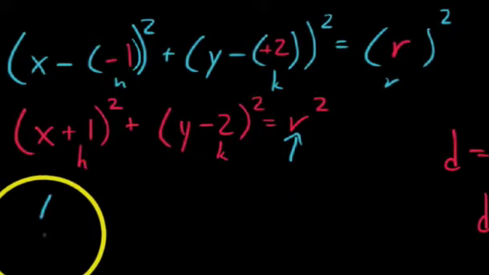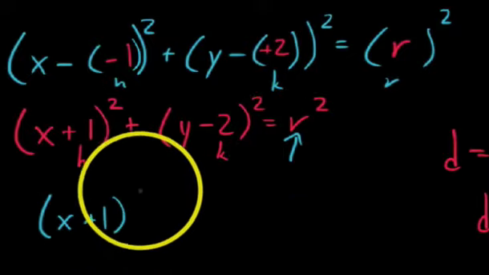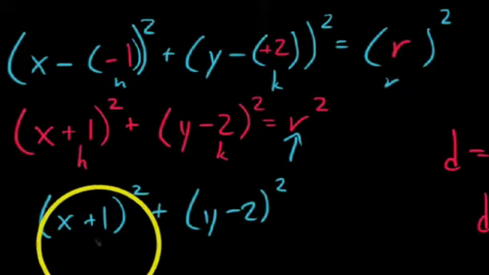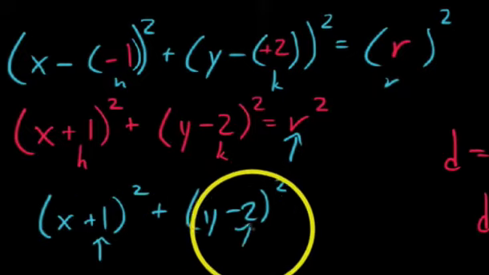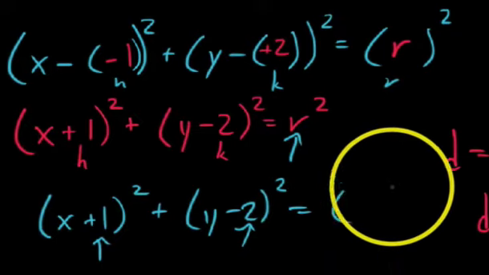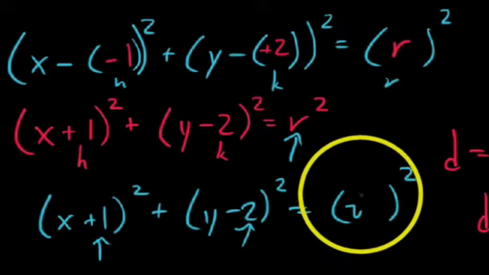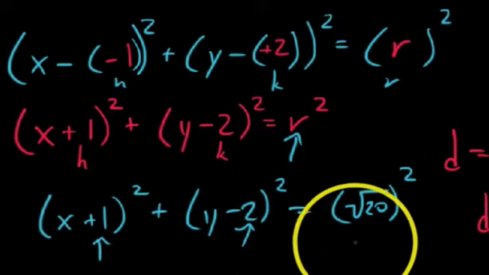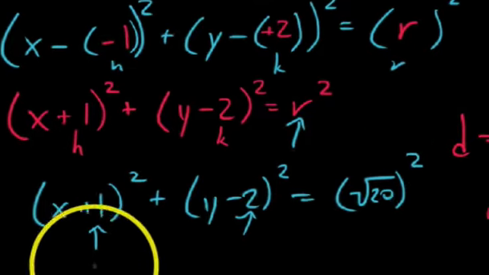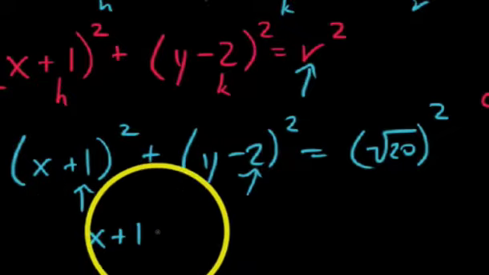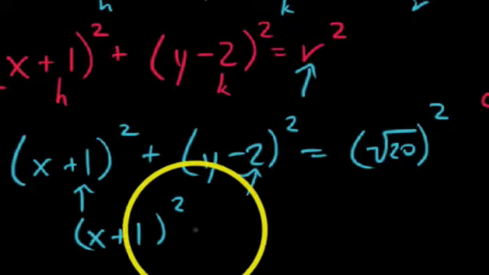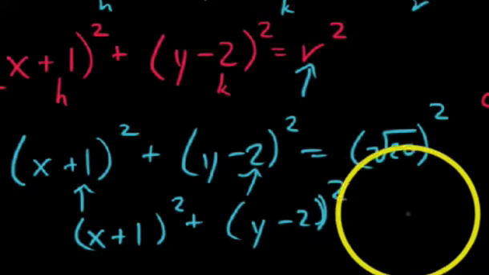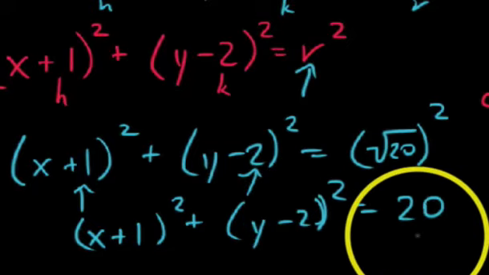So check this out. We end up with x plus 1 squared plus y minus 2 squared, and of course we got that h and k from the center of the circle. But this is equal to r squared. In this case, r is radical 20. Well, what happens when you square a square root? It eliminates it. So finally, we have the equation of the circle: x plus 1 quantity squared plus y minus 2 quantity squared is equal to just 20.